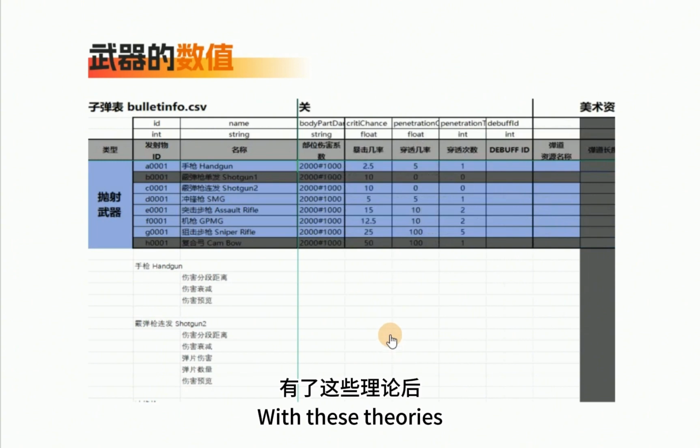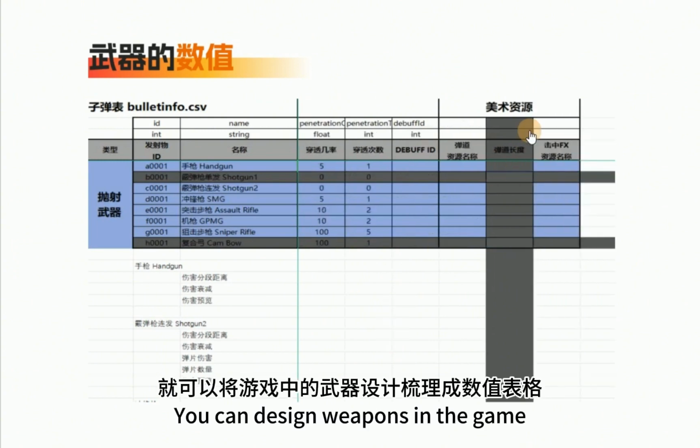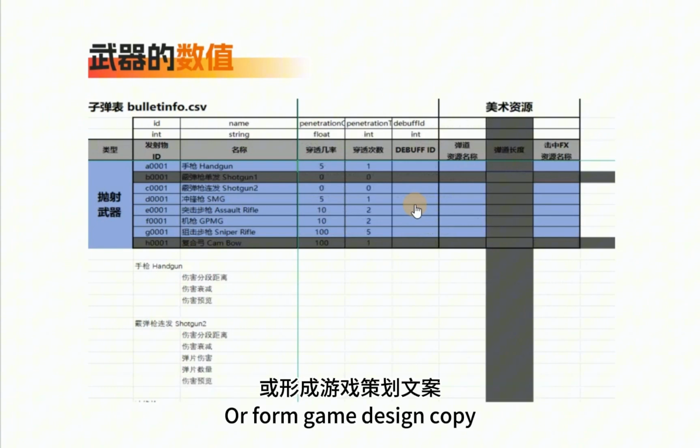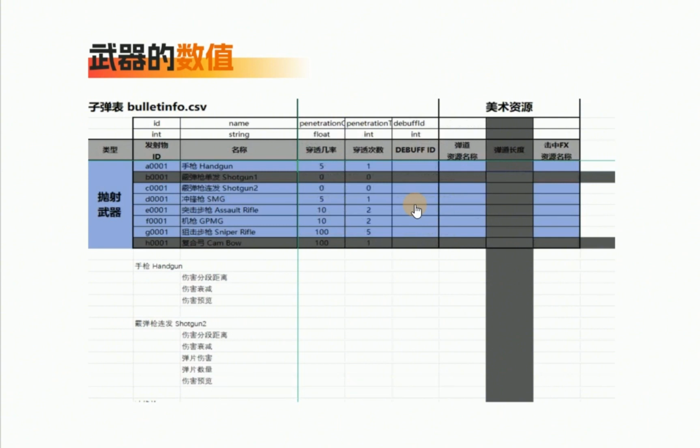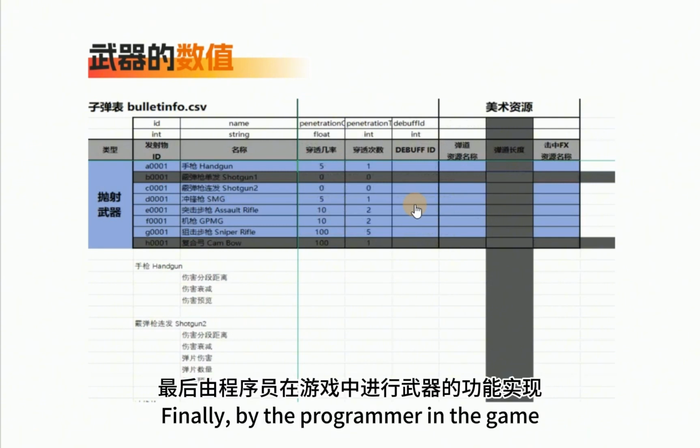With these theories, you can design weapons in the game, sort them into a numerical table, or form a game design document. Let the game artists do the weapon design. Finally, the programmer in the game realizes the function of the weapon.